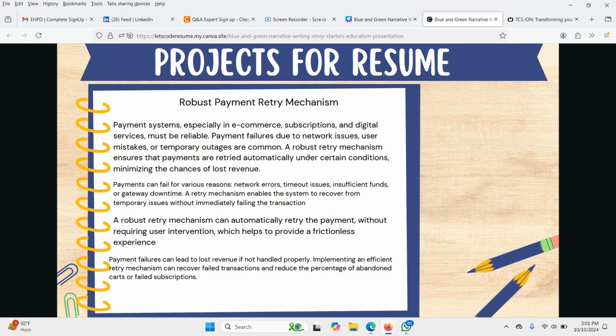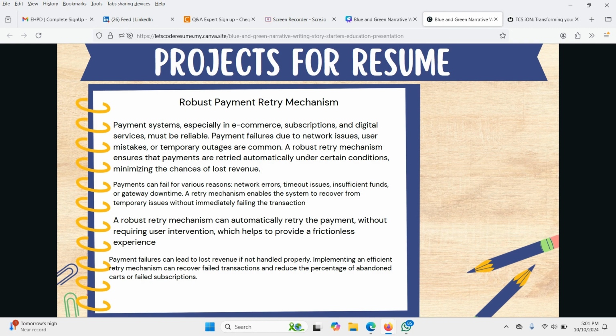Payments can fail for various reasons, such as network errors, timeout issues, insufficient funds, or gateway downtime. A retry mechanism enables the system to recover from temporary issues without immediately failing the transaction. So, a robust retry mechanism can automatically retry payments without requiring user intervention, which helps provide a frictionless experience. Payment failures can lead to lost revenue if not handled properly.